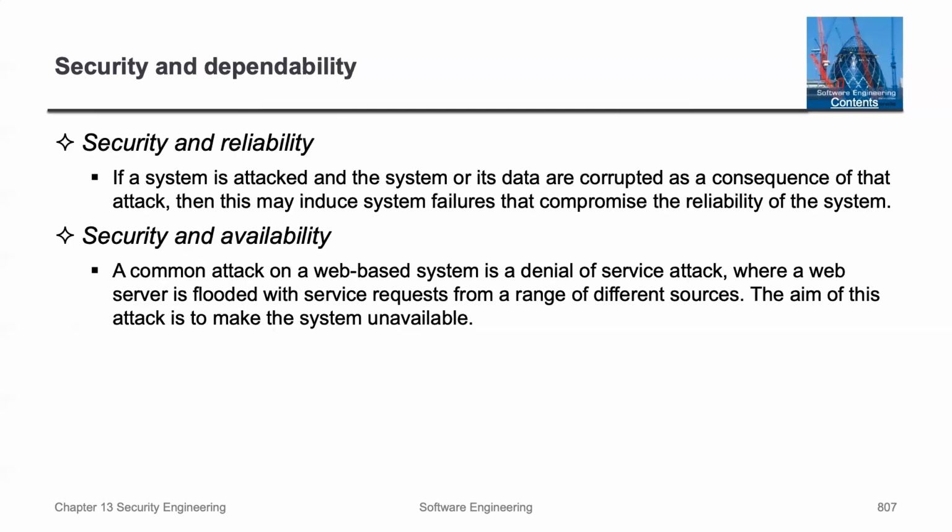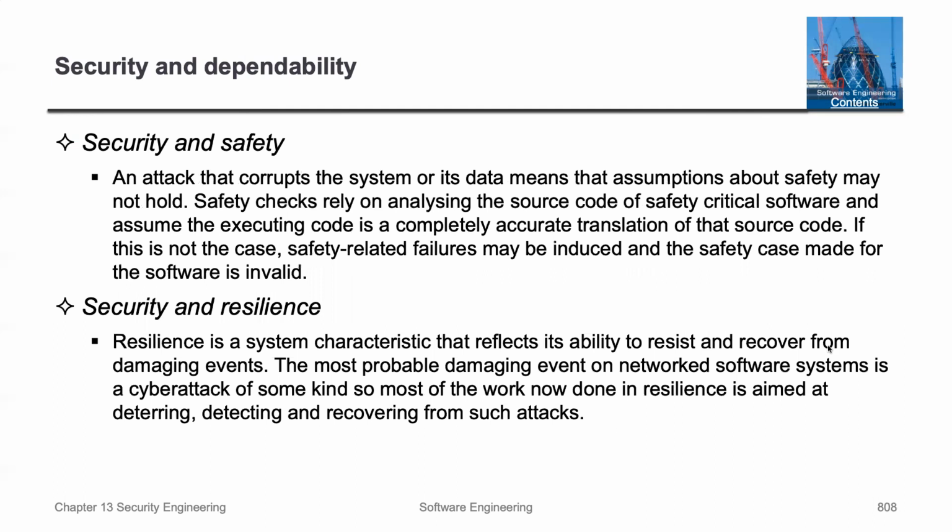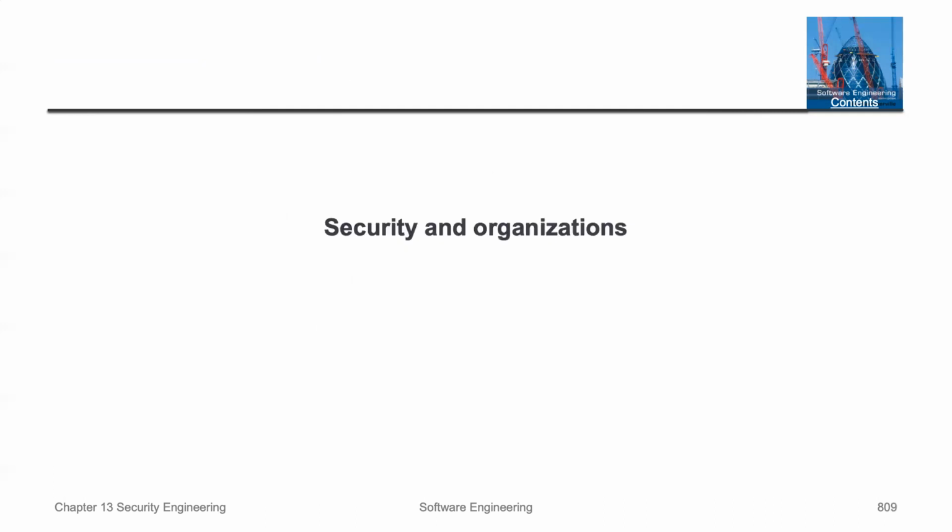For security and dependability, security and reliability would be the first part. If a system is attacked and the system or its data are corrupted as a consequence of that attack, then this may induce system failures that compromise the reliability of the system. For security and availability, a common attack on a web-based system is a denial of service attack where a web service is flooded with service requests from a range of different sources. The aim of this is to make the system unavailable. Security and safety, this would be an attack that corrupts the system or its data, which means that the assumptions about safety may not hold. For security and resilience, resilience is a system characteristic that reflects its ability to resist and recover from damaging events. So those are some things to think about.